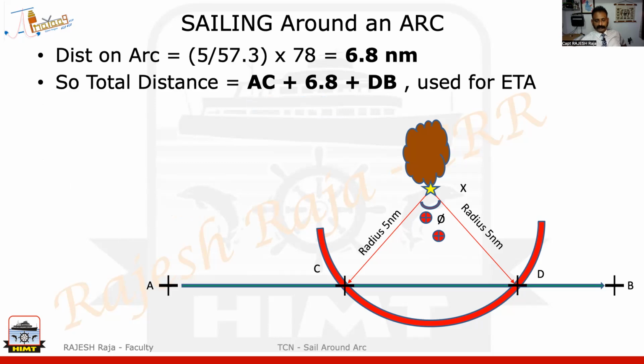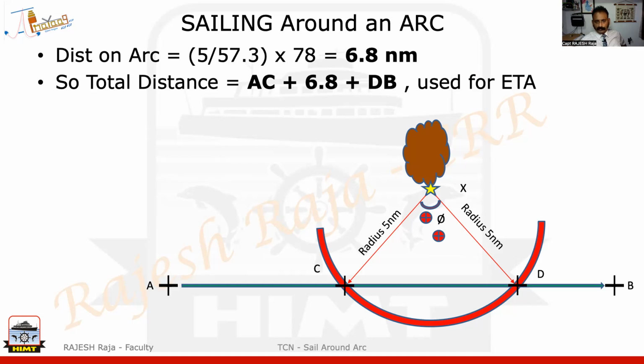Now, what is the exact distance what you have done? I have calculated Alpha Charlie, let us say whatever you get, then plus 6.8 plus Delta Bravo, and now I can give you a better ETA. So now I've got the exact value of how much you have sailed around an arc.